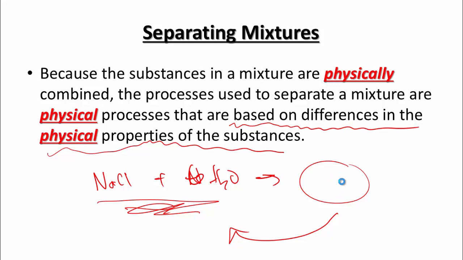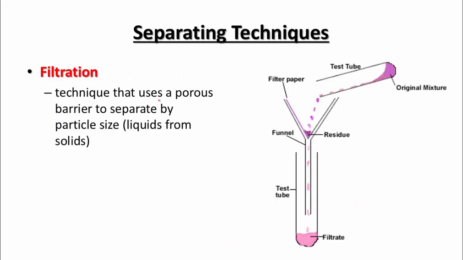Let's take a peek here. So one technique is called filtration. This technique uses a porous barrier, usually some kind of filter paper, and it separates things by particle size, liquids from solids. Okay, so up here, if I had a mixture of a liquid and a solid and I pour it through, the solid residue would get stuck in the filter paper, and the liquid would go through the filter paper, and we collect it down here. Again, we call the collection of stuff the residue. We call the stuff down here the filtrate.